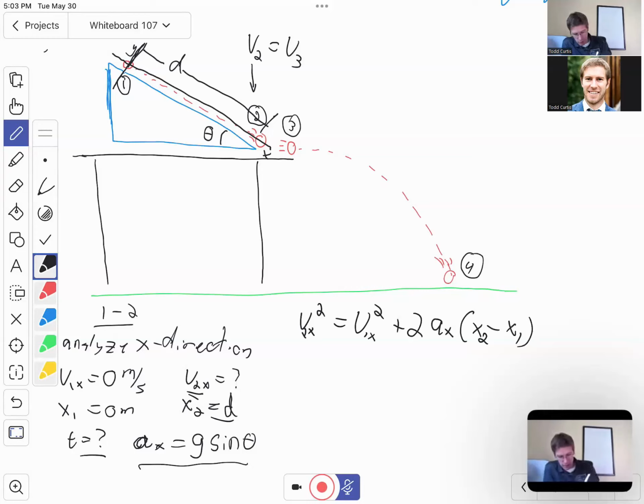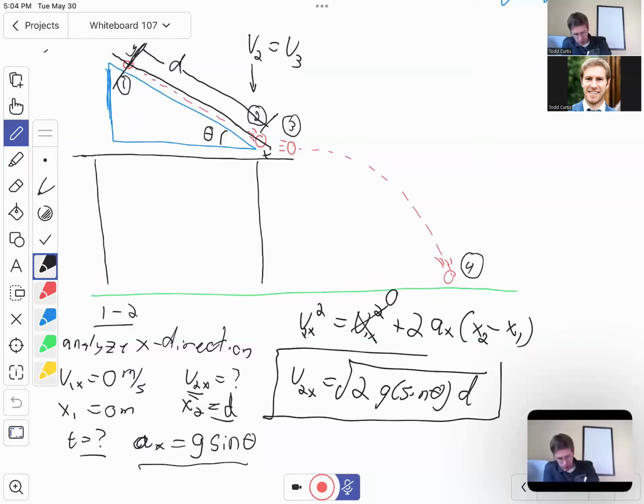And since v1 initial is 0, what that means is v2x that we're trying to find is the square root of 2ax, which is g sine theta, times the displacement, which is just d. And so our equation could be simply v equals square root of 2g sine theta times d.